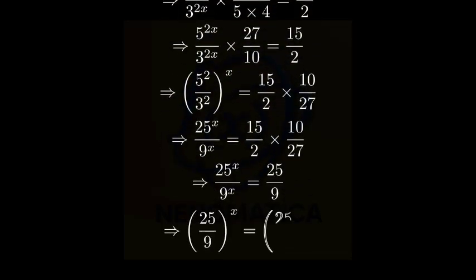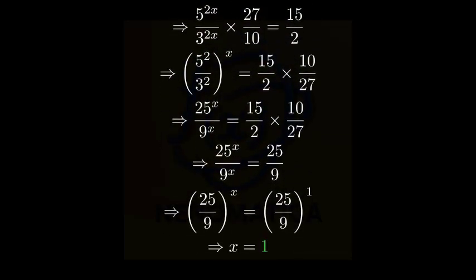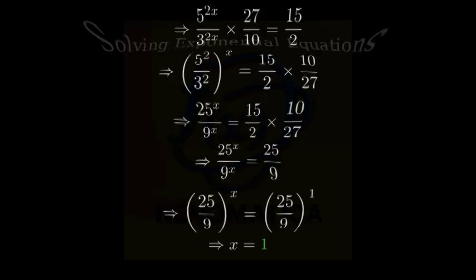Now we have 25 over 9, all raised to the power of x, equals 25 over 9. This means that 25 over 9 raised to the power of x must equal 25 over 9 raised to the power of 1, which means that x must equal 1. When solving exponential equations, remember this important rule.